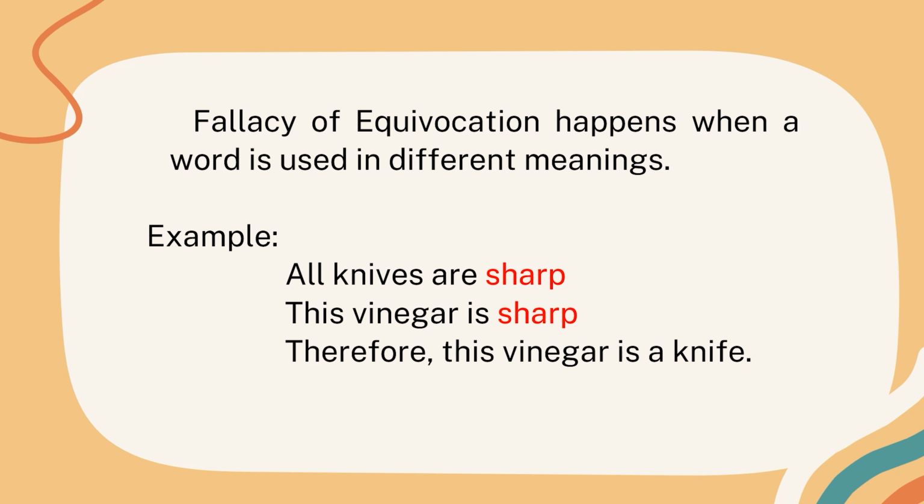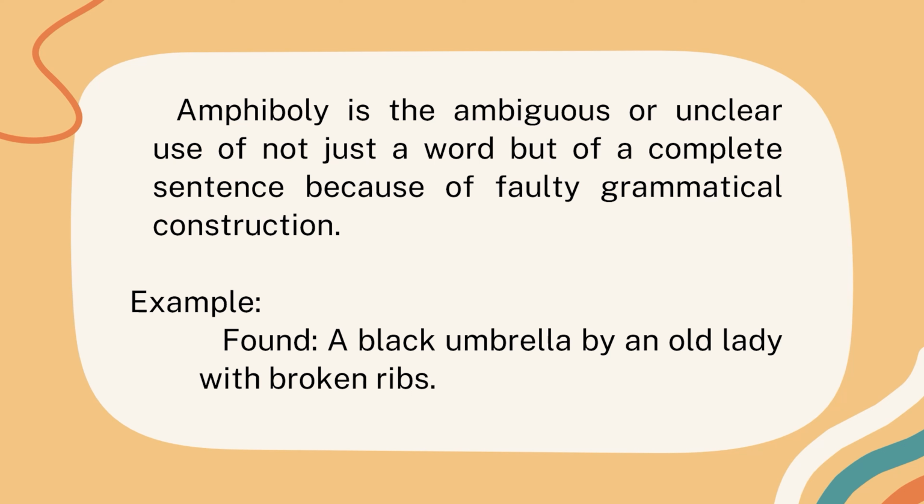Amphiboly is the ambiguous or unclear use of not just a word, but of a complete sentence because of faulty grammatical construction. In the provided example, the sentence structure creates confusion, as it is unclear whether the umbrella or the old lady has broken ribs. Amphiboly illustrates how poor grammar and sentence construction can lead to misunderstandings, emphasizing the importance of clear and precise language to avoid misleading or illogical conclusions.